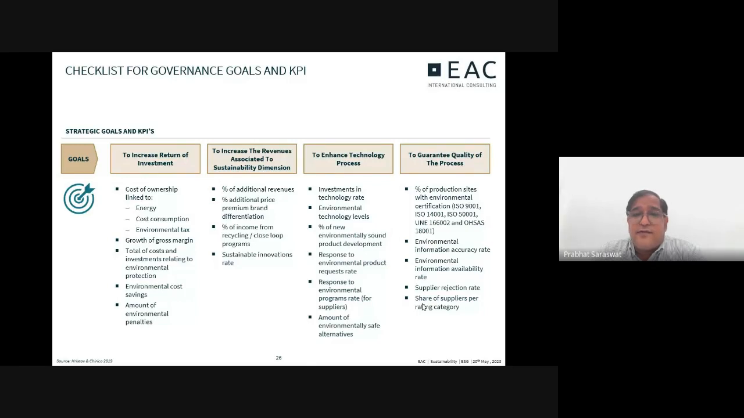And in the same fashion, we can make our own KPIs based on our business governance. So to increase the return on investment, to increase the revenue associated with sustainability dimensions, to enhance technology processes, to guarantee quality of the products. So these are some governance KPIs that can be fixed by the company.